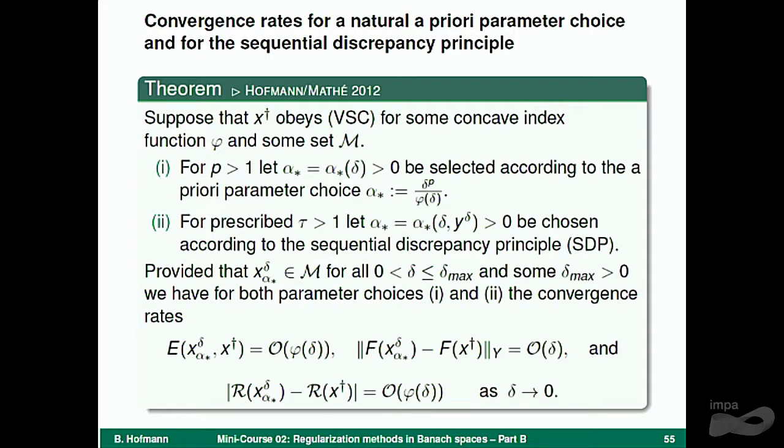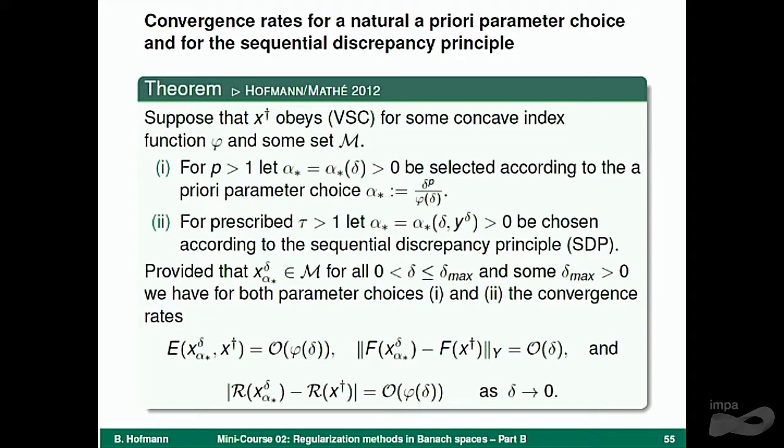Now, this is in a general Banach space setting. From my point of view, at the moment, this is one of the most important theorems I present here. We discussed this with Peter Mathé and published it in Inverse Problems, and it is the following. If we have this variational source condition, you will ask the question, how to get it? I will answer this after. If we have this variational source condition, and M is such that all regularized solutions for sufficiently small delta satisfy this, and if p is greater than 1, then such a veto is satisfied.